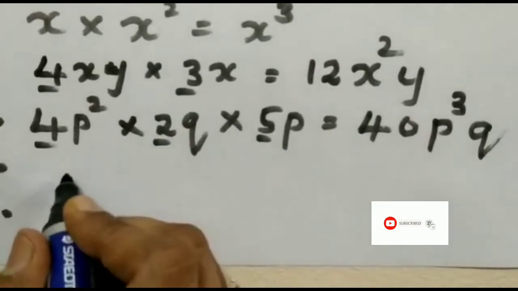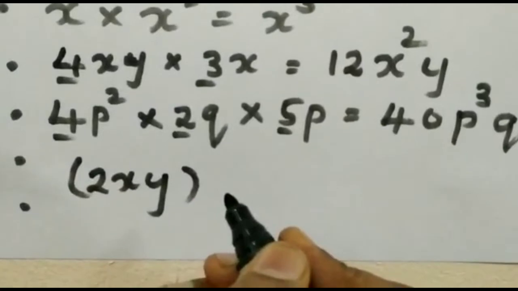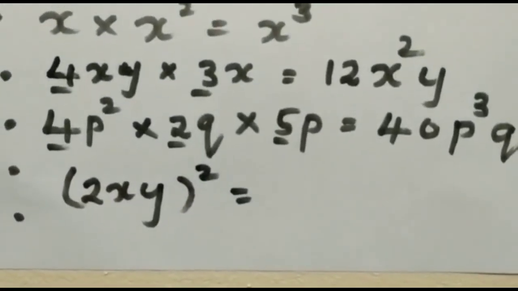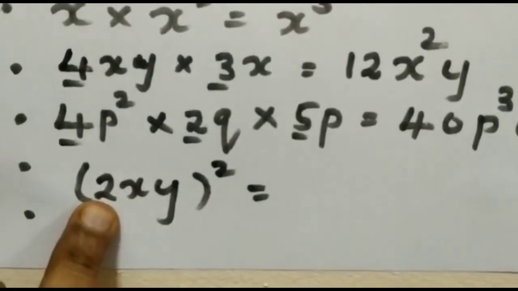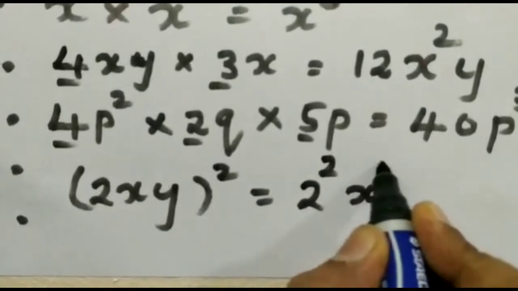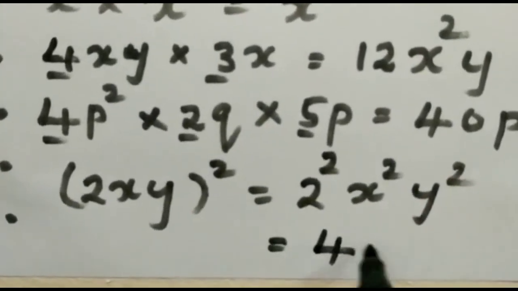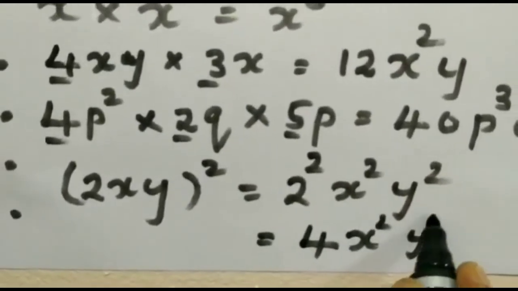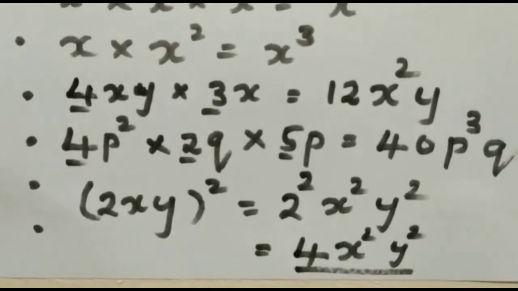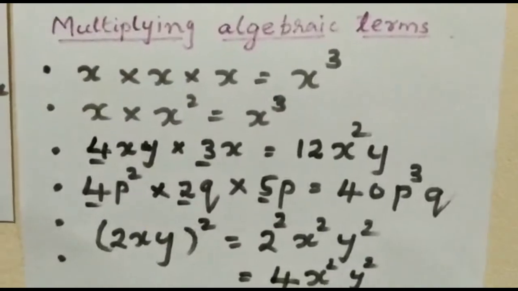One more, (2xy) the whole square. So each factor: the number 2 times, x 2 times, y 2 times, that's the meaning. 2 square, x square, y square. 2 square you know is 4, x square and y square, both are different variables, so we have to write them as they are. So the answer is 4x square y square. Do you have any doubts? You have to share with me, okay?